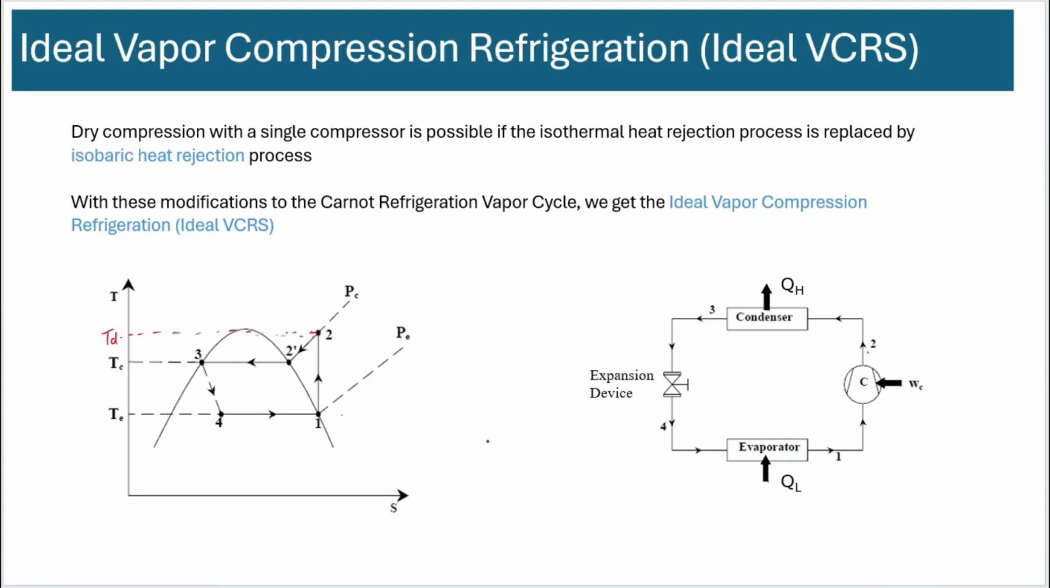So what does that mean? So what that means is you're still doing isentropic compression with one compressor, okay? But you compress a little bit more.